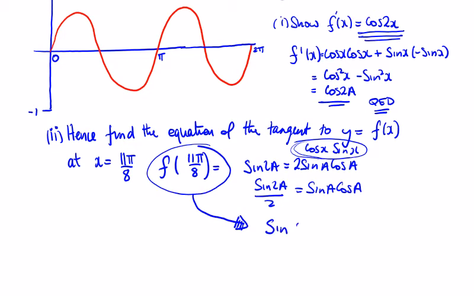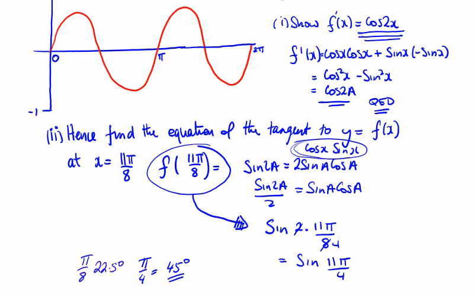The sine of twice 11 pi over 8 is equal to the sine of 11 pi over 4. Now, pi over 4 is equal to 45 degrees, which we know works out to be 1 over root 2, but the pi over 8 is 22.5 degrees, which just gives us a decimal. So this question required a bit of thought before finally getting to the answer.